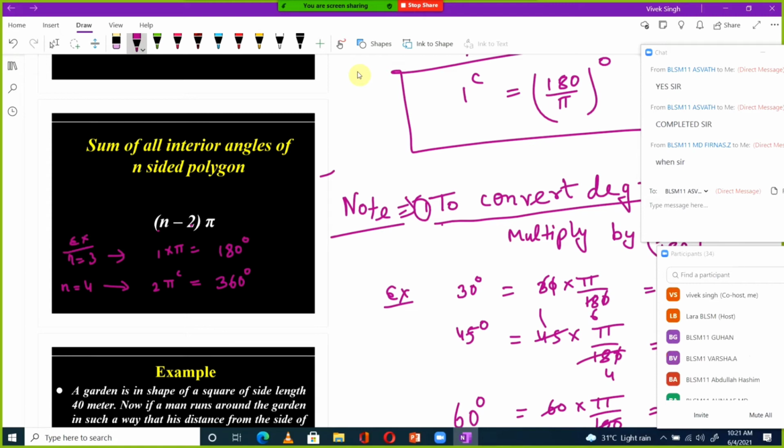This already we know, if you remember. If you want to find for a triangle, it means 3 sides, n will be 3, so you have to substitute 3. If you want to find for a quadrilateral, rhombus, anything like a square, how many sides will be there? 4 sides. So you have to substitute n equal to 4. Here you have written n sided polygon, n is the number of sides.